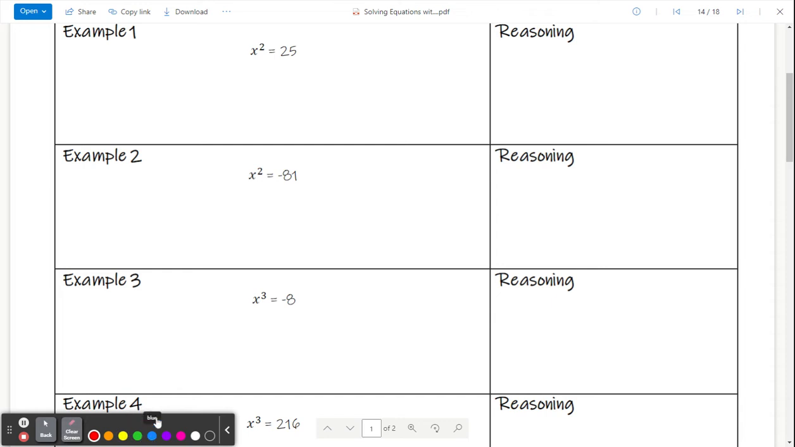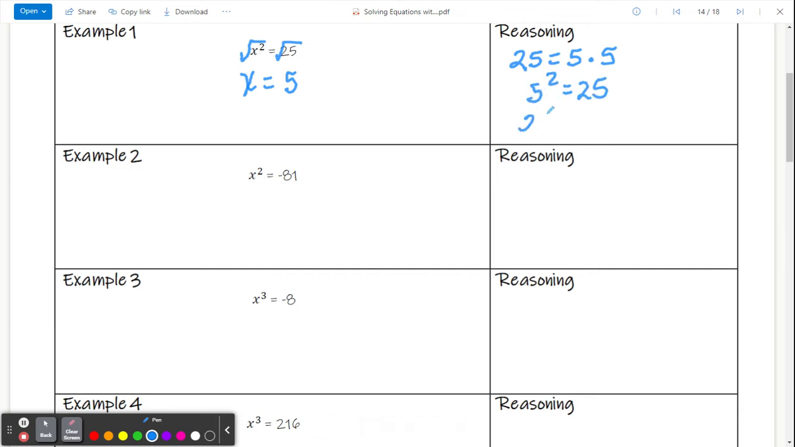So for the first example, we have that x squared is 25. In order to take this squared away, I need to take the square root of both sides. x is equal to 5. And my reasoning is that 5 times 5 is 25. So if I have x squared, 5 squared equals 25. 5 times 5 is 25. So that is correct. So now let's look at example 2.